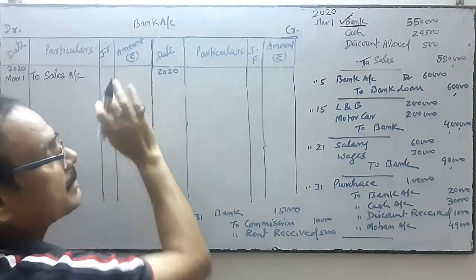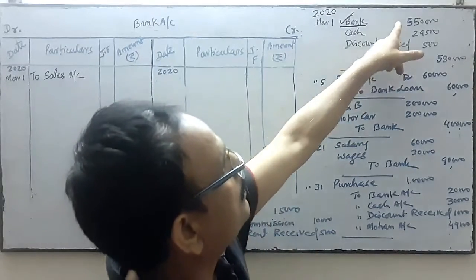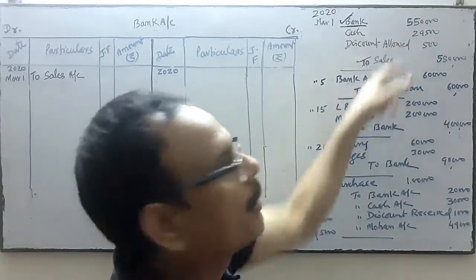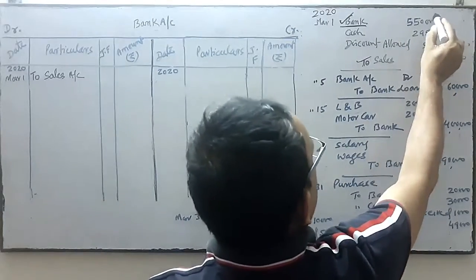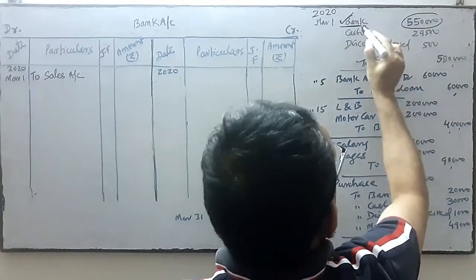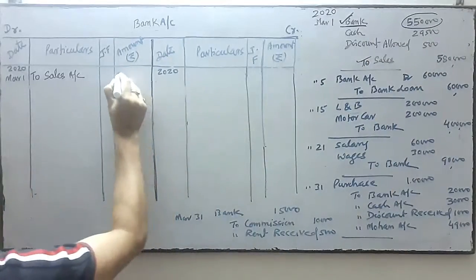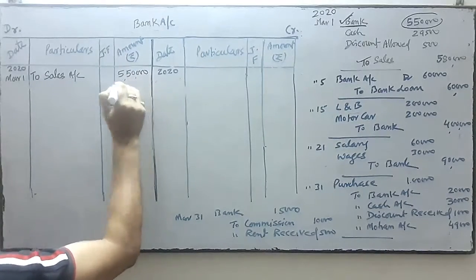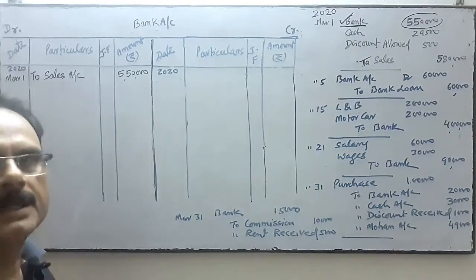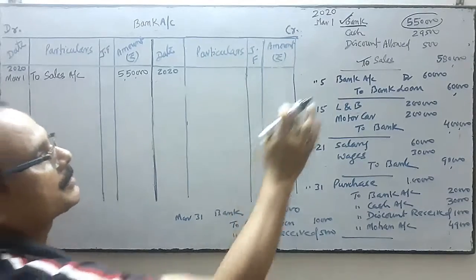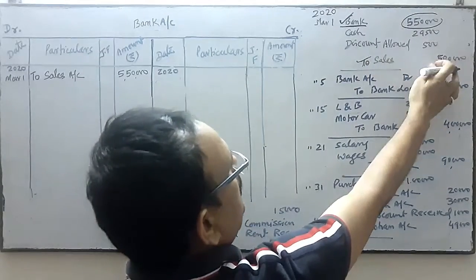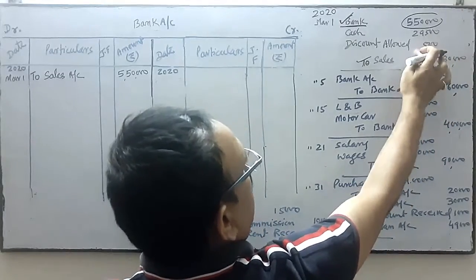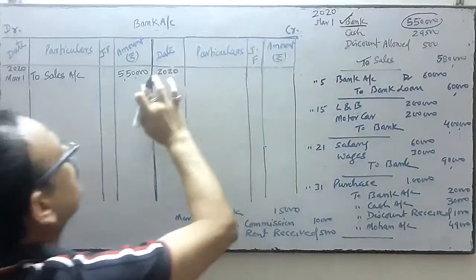Now come to the amount. Which amount will we write, this amount or the sales account amount? We will write the amount of bank, because we are operating the bank account. So we will write the bank amount, 5,50,000. Is it clear? We will write this figure, not the other figure. The 5,80,000 includes these two also, and my focus is on bank, so I will write the bank amount.